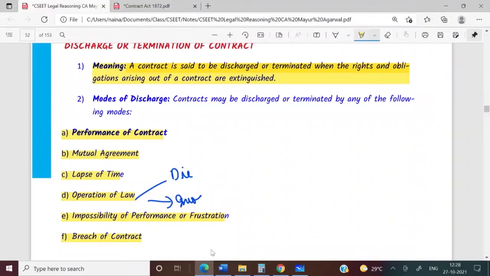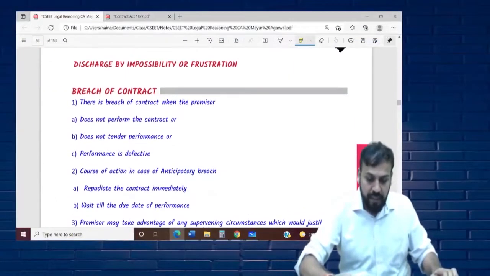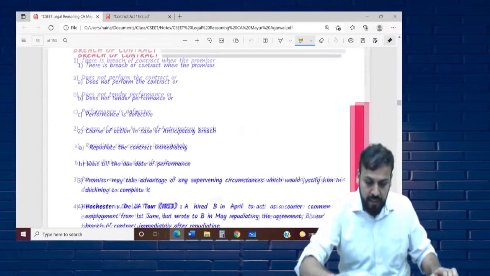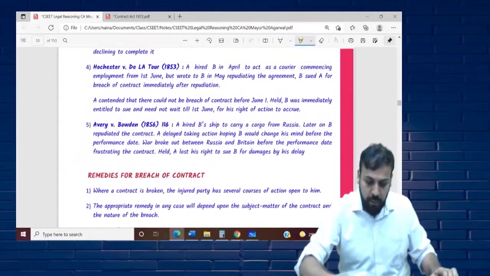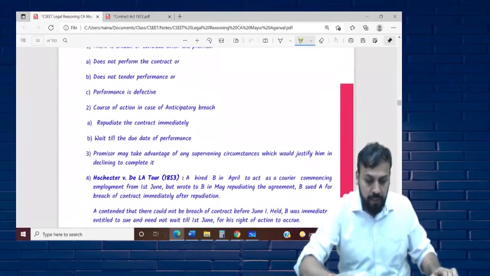Okay, so I hope you understood this. This is very clear and you are getting a clear idea about it. So these are the various methods by which discharge will take place, but discharge by breach is given in detail, and we're talking about this breach and what the remedies for breach are.